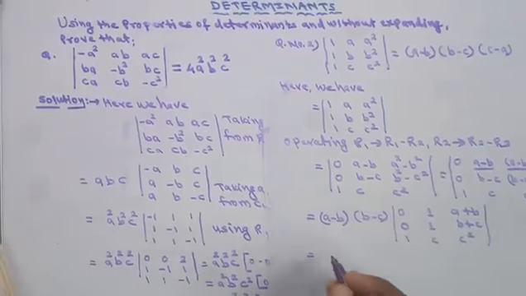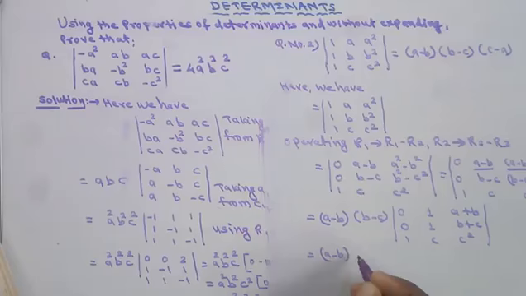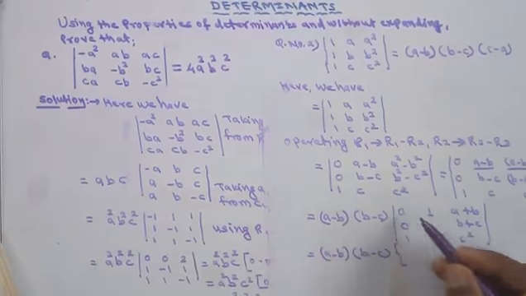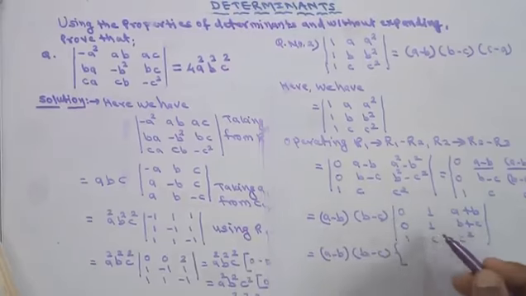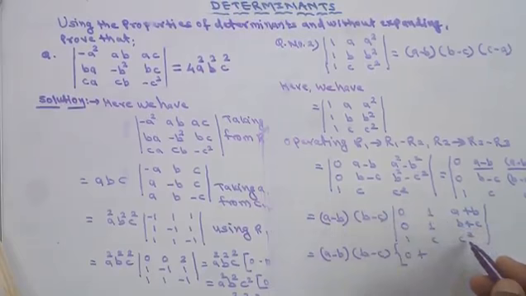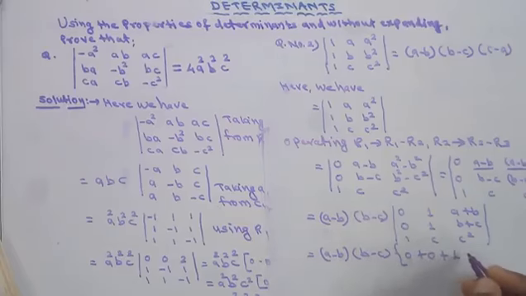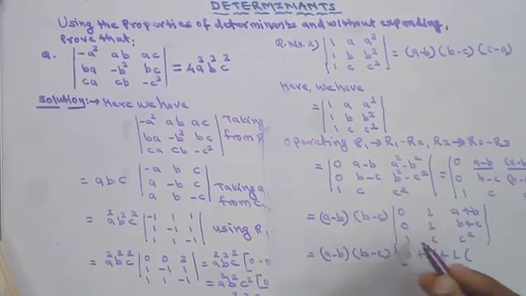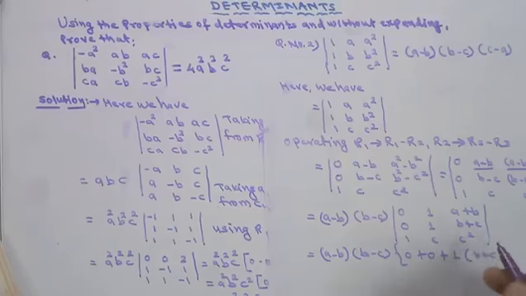Okay, so this is (a − b)(b − c). Then 0 times this product minus this product becomes 0, plus 0 times this number into this number minus this number into this number, again 0. Plus this 1 into, leaving this row and this column, 1 into (b + c), that is b + c, minus (a + b), which becomes −a − b.